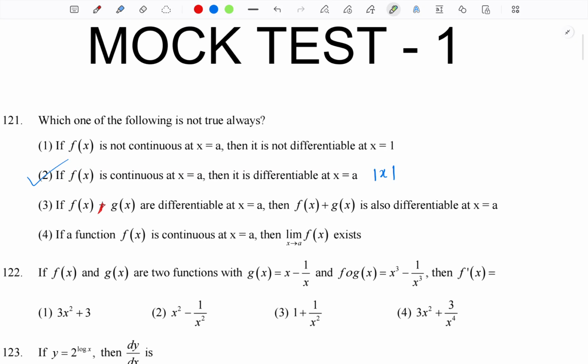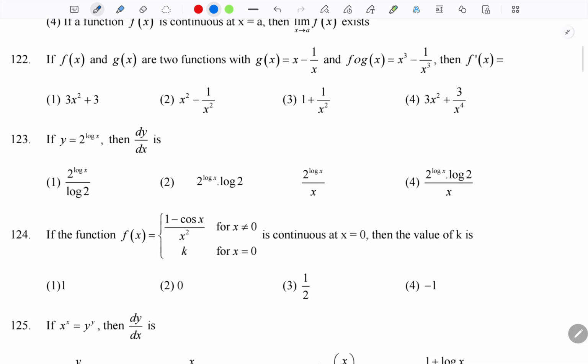Okay, here I will write that reason also. Mod x is continuous, but need not be differentiable. Next question, see this question.